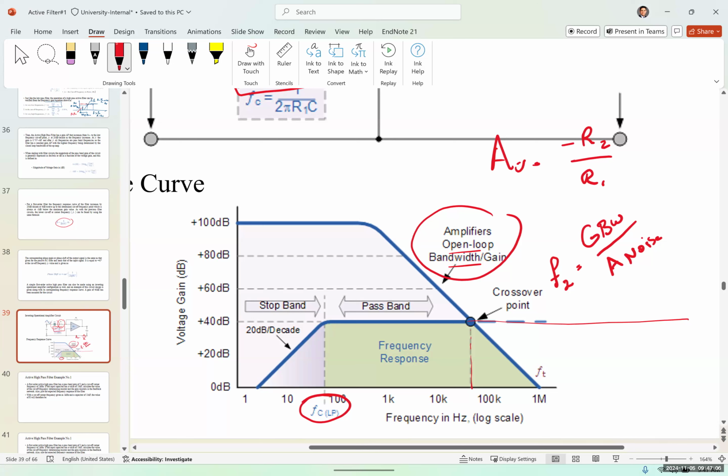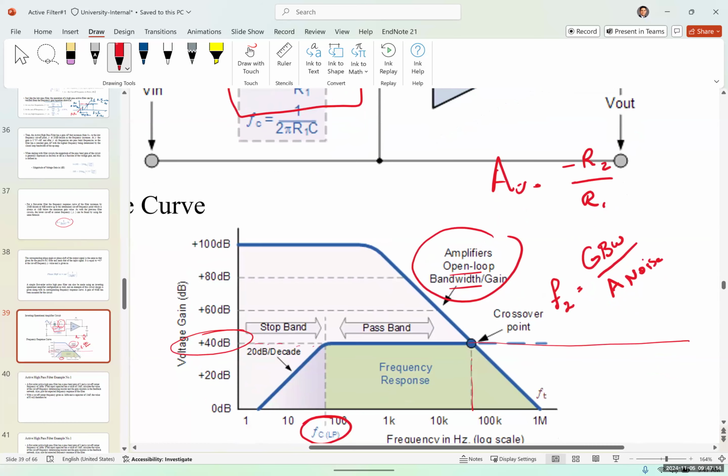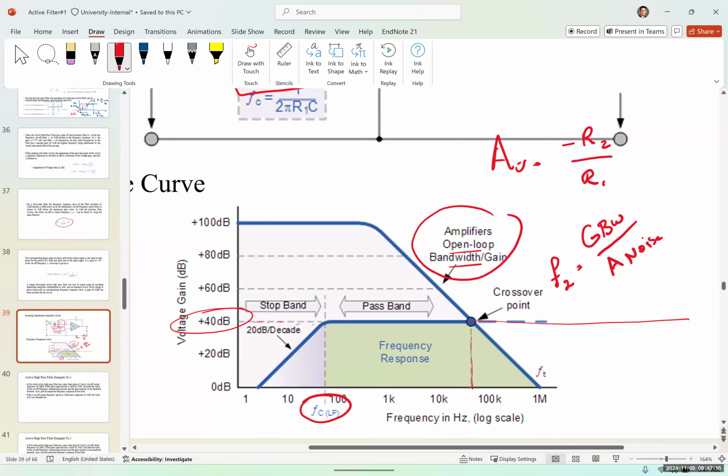But for this particular case, we assume that the gain of the closed loop op amp is 40 dB. But obviously you can increase it or decrease it. If we increase the gain, you can see that the upper cutoff frequency would decrease each time that I increase the gain. You're gonna have a different result.